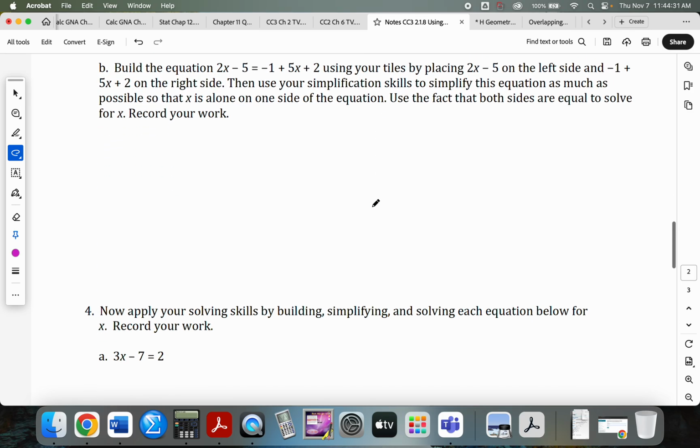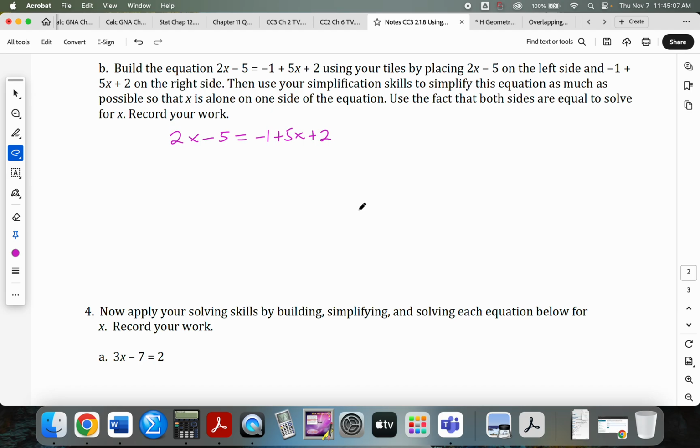All right, let's see if we can do this without having to do it on the mat. So we've got 2x minus 5 is equal to negative 1 plus 5x plus 2. Let's see what we can do with that. Before we do anything else, we always want to simplify. Can we simplify either side of this equation?